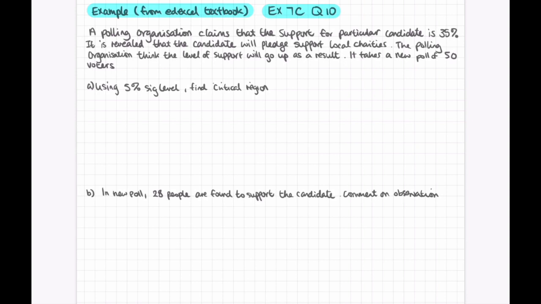Comment on the observation. Again, I will put the same music and give you a minute and a half to finish this question, and don't just skip, give it a try, and I'll come back and explain.